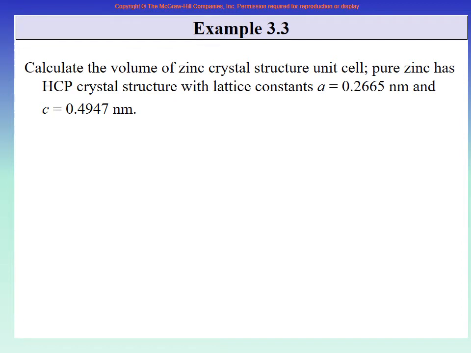Remember, the volume of BCC and FCC is A cubed. They were simple cubes. So whether it is BCC or FCC, the unit cell volume is A cubed. This time it is a hexagon. So first find a formula or equation for the volume of any HCP, and then put in these two values: A is equal to so much and C is equal to so much.